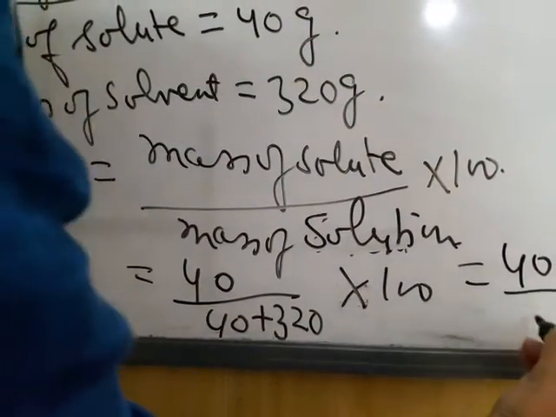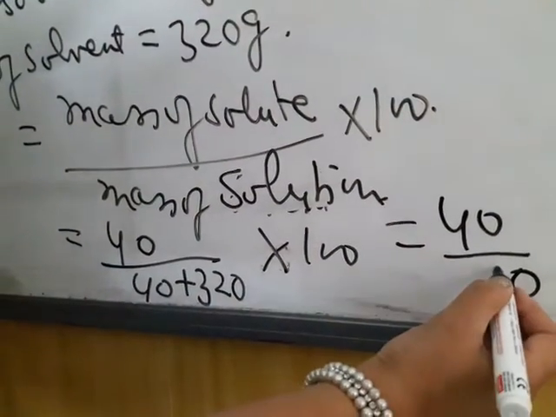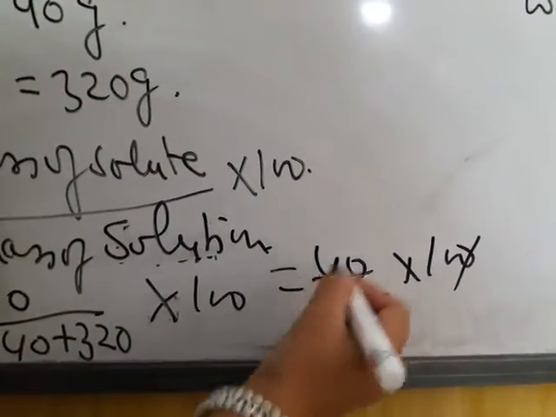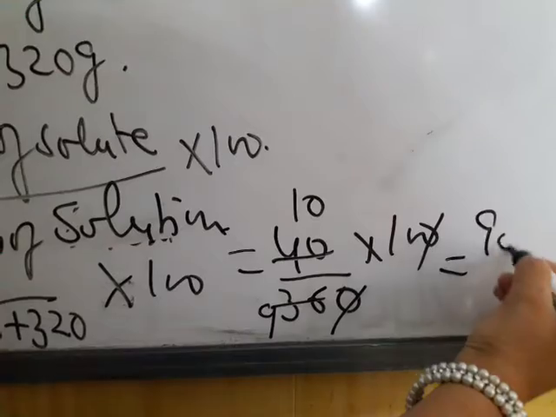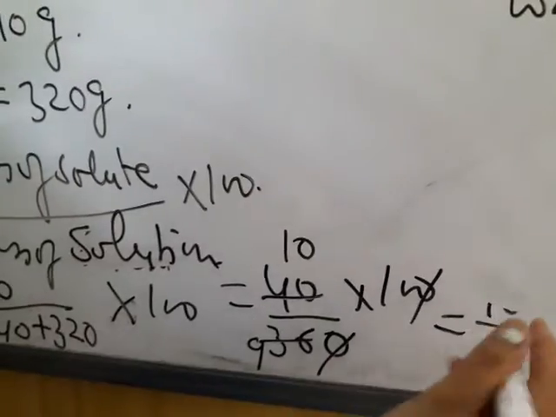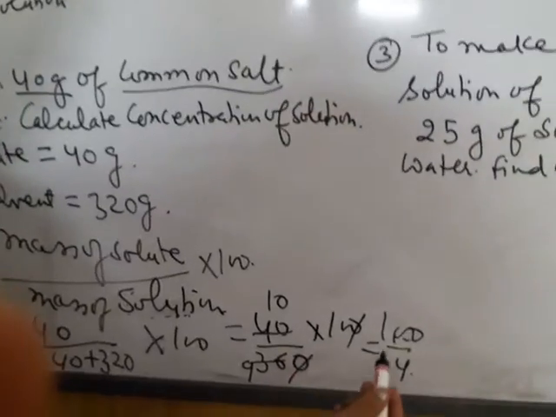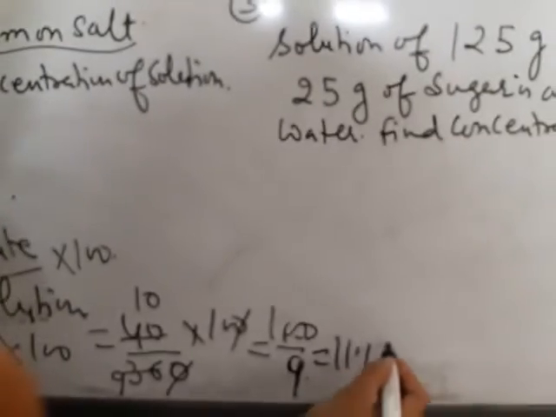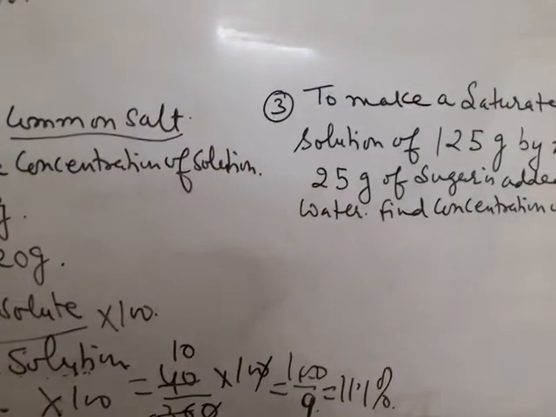So 40 upon 360 into 100. Cancel it. 4 tens are 40, 4 nines are 36, 100 by 4, so 100 by 9, and 100 by 9 is 11.1%. 11.1% is the concentration of the solution.